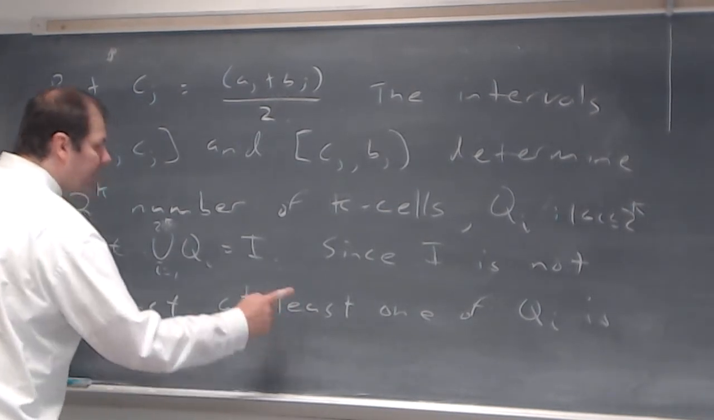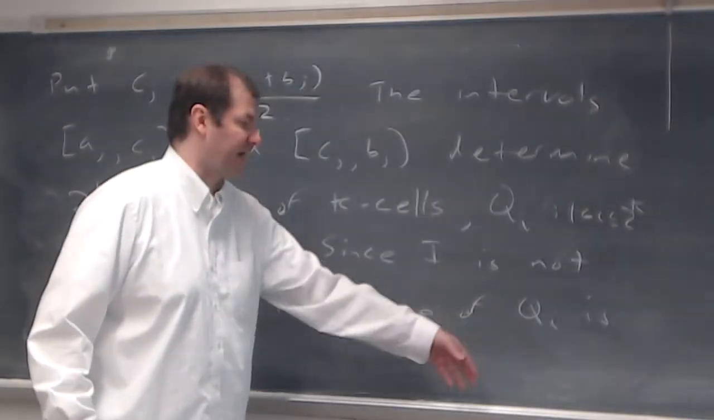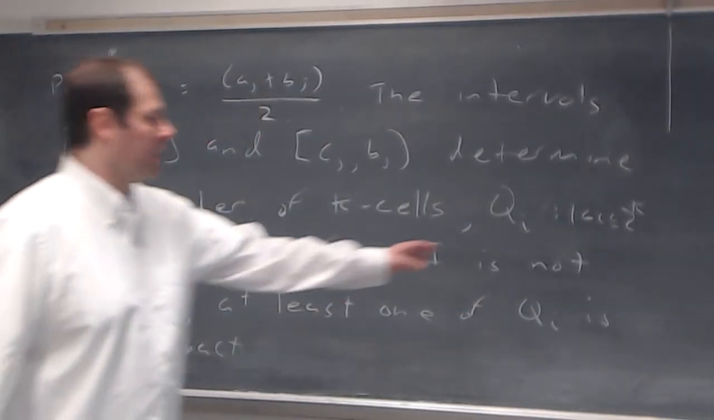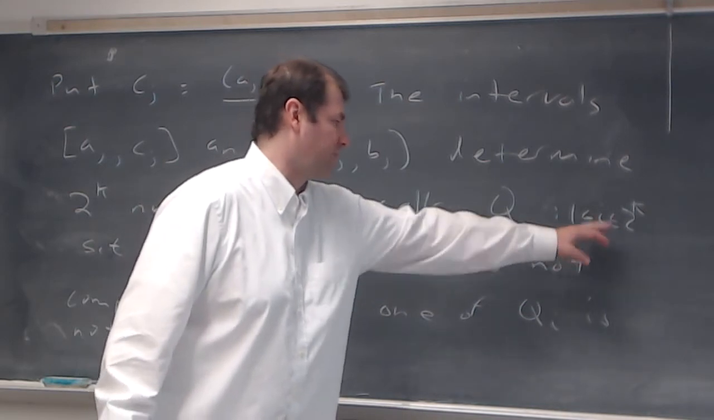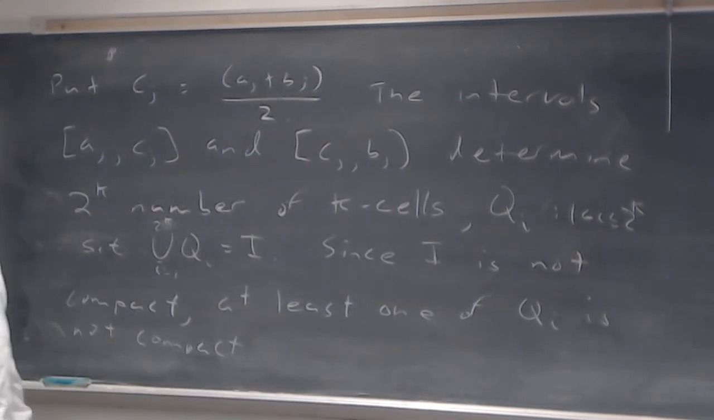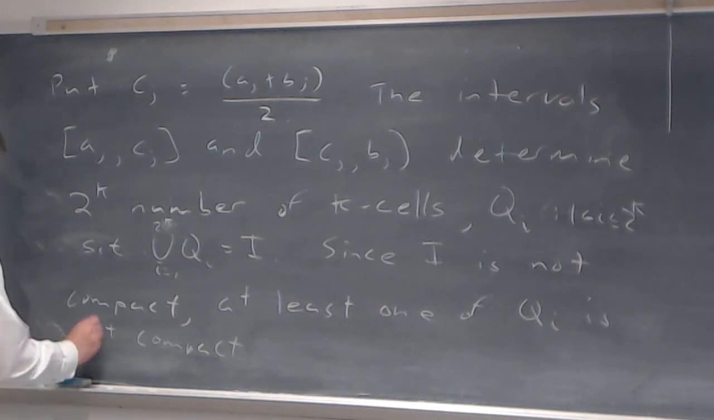But if they were all compact, then what you would do is you would just take the finite ones that cover q sub 1, the finite ones that cover q sub 2, all the way up to the finite number of open sets from g sub alpha that cover q sub 2 to the k. You take all those finite ones and you add them together, you're still going to get a finite number, and that would cover I. So at least one of them can't be compact.